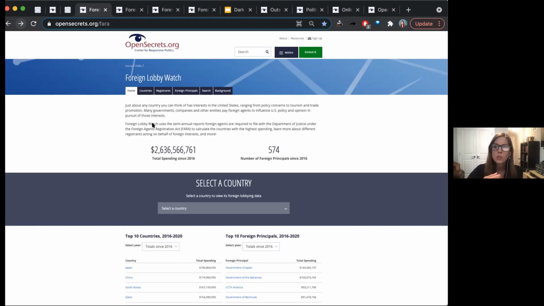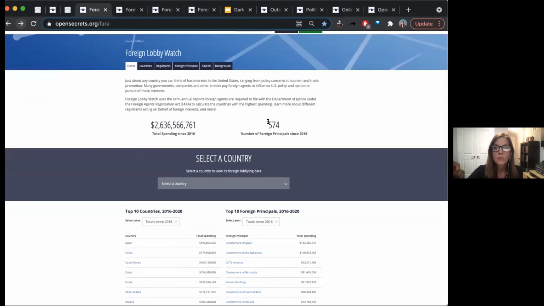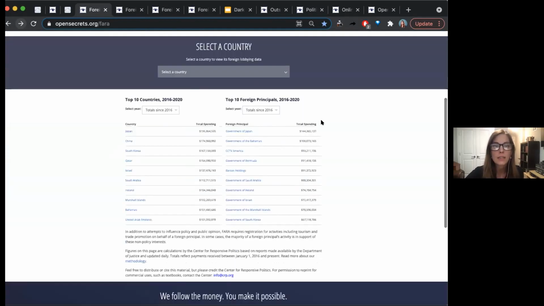various efforts to at least bolster the image or clean up the image of different countries, different foreign individuals, foreign political parties, foreign companies to some extent. There's a wide range of different clientele you'll see in here. We've also tracked 474 foreign principals since 2016. Foreign principals is the word used for clients in this section of the site.